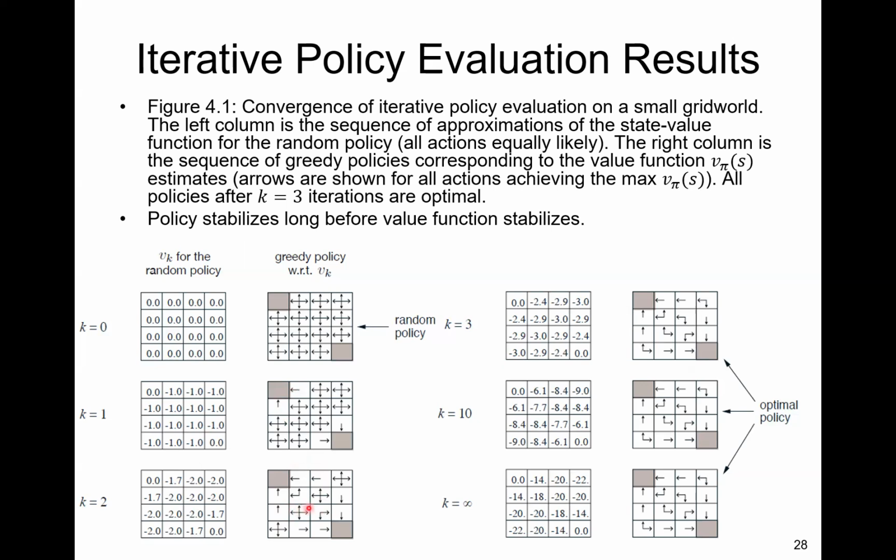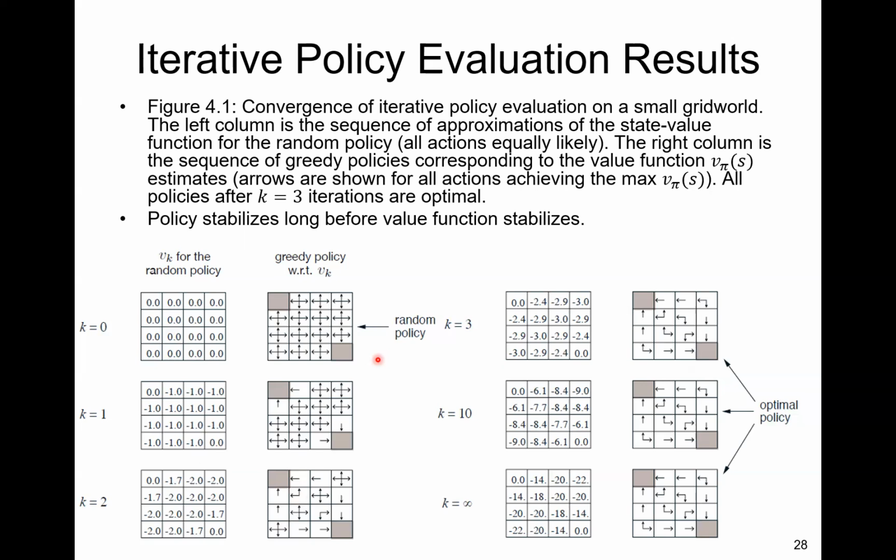For k equals 2, look at this state here. If you go up or left, you get -1.7 as the v s prime. If you go right or down, you get -2. So the greedy action will be go up or left.